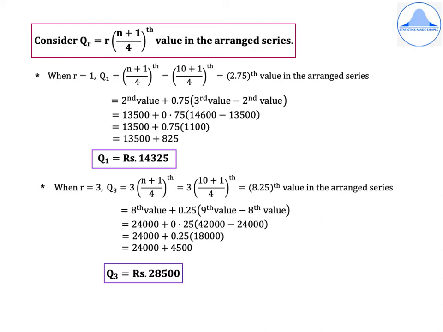In a similar way, now put r equal to 3, you will get Q3 is equal to 3 into (n plus 1) by 4, which is equal to 3 into (10 plus 1) by 4, which is equal to 8.25th value in the arranged series, which is written as 8th value plus 0.25 into (9th value minus the 8th value), which is 24,000 plus 0.25 into (42,000 minus 24,000), which gives us 24,000 plus 0.25 into 18,000, and simplifying further we get 24,000 plus 4,500, or Q3 is equal to rupees 28,500.